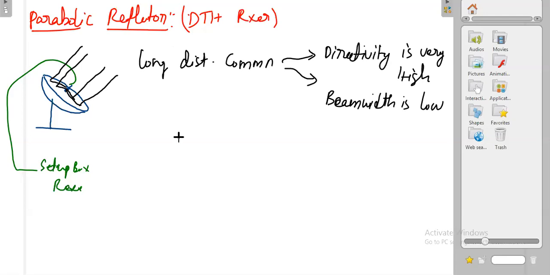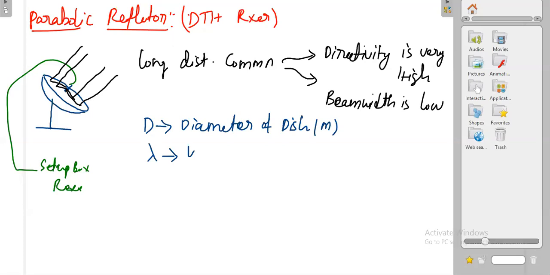So then what is the directivity of the parabolic reflector? Before that, you should know the diameter of the dish, that I call D. Don't get confused between the diameter and directivity; for both we'll use the same notation. Diameter of the dish, in meters. Then once you know the operating frequency, you can calculate the wavelength. Once you know these two, you can directly calculate the directivity.